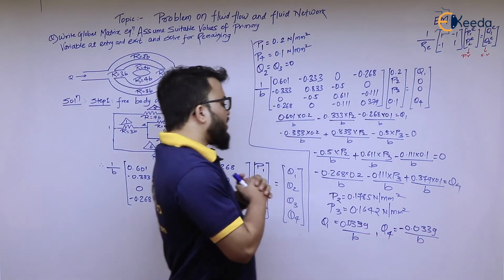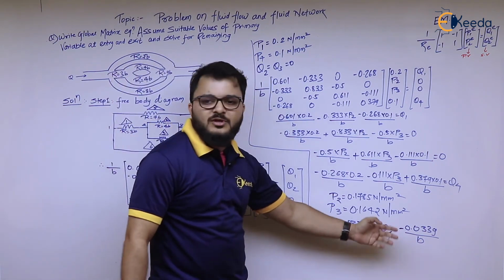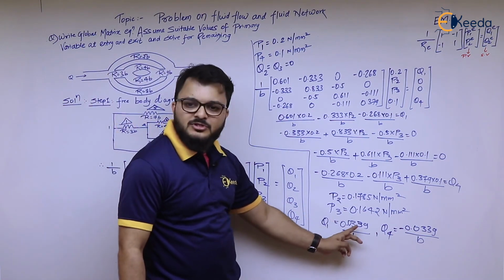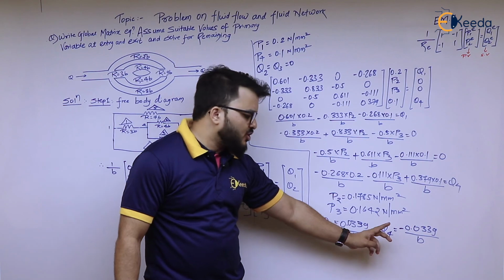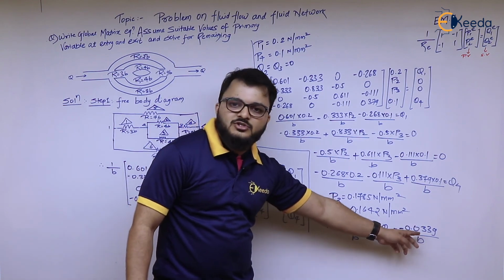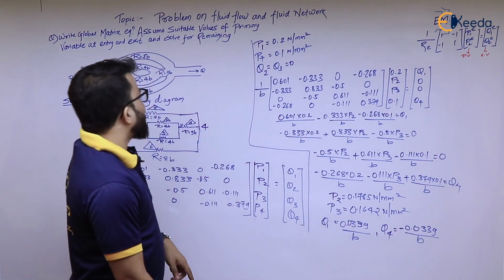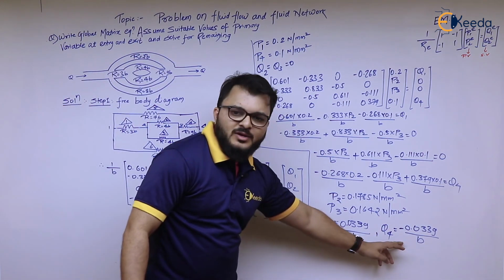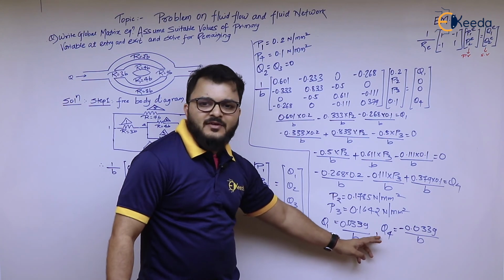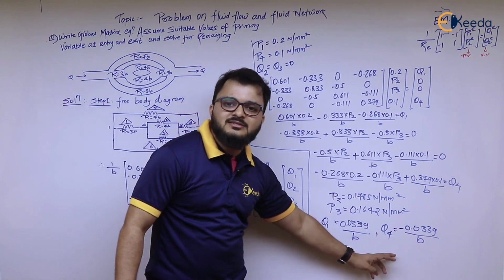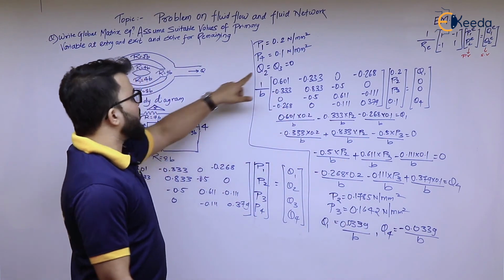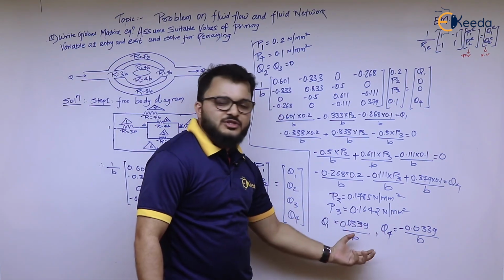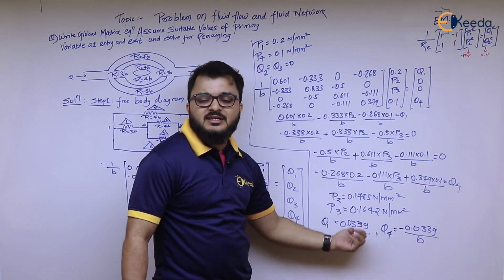So how can I check that Q1 and Q4 are right values? Q1 is plus 0.0339 and Q4 is minus 0.0339. For balancing purposes, if I add Q1 and Q4, I will nullify the effect. So I will get 0, which is what Q2 and Q3 also are. So my answer is right. That is the process to identify whether your answer is right or wrong.